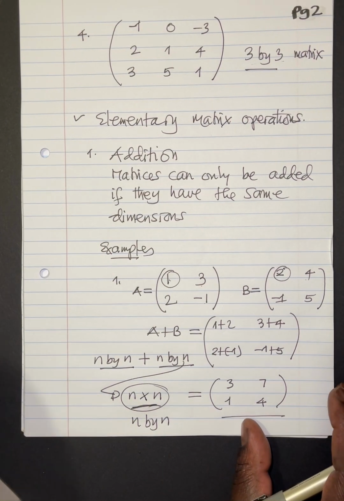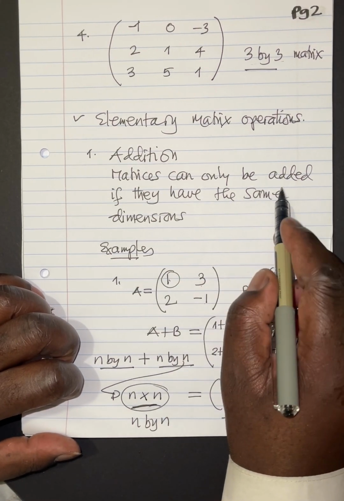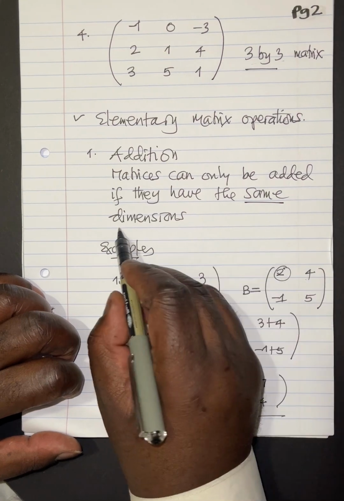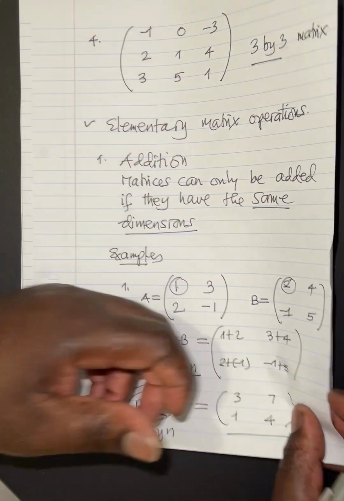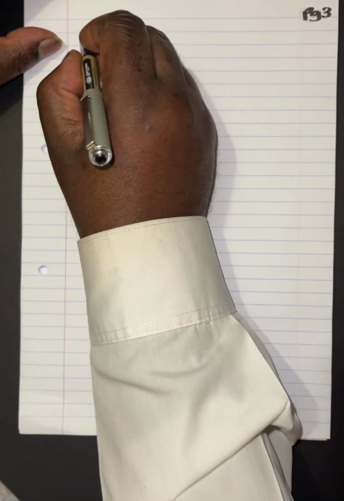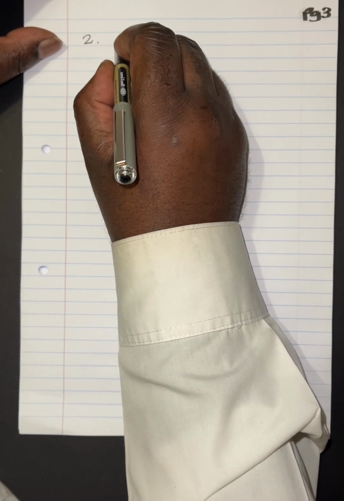Let's look at another example. Remember the condition? Matrices can only be added if they have the same what? Same dimensions. Let's look at example number 2 on addition of matrices, and I'm going to move to subtraction of matrices as soon as I'm done with addition of matrices. Now I want to add, example number 2, simple example.